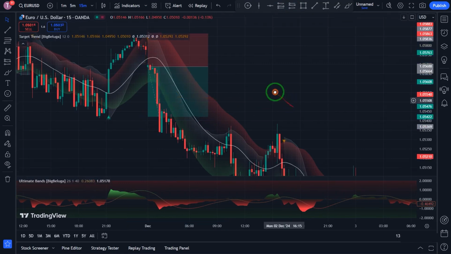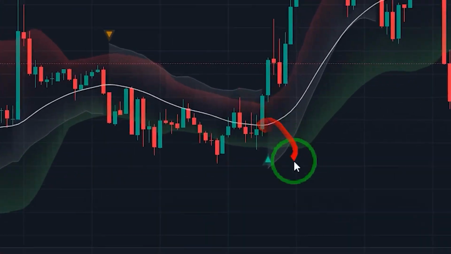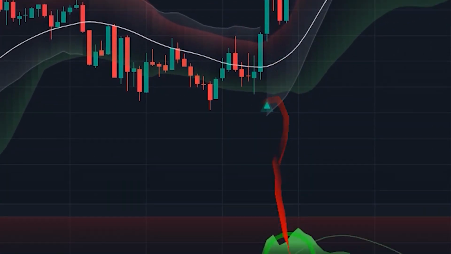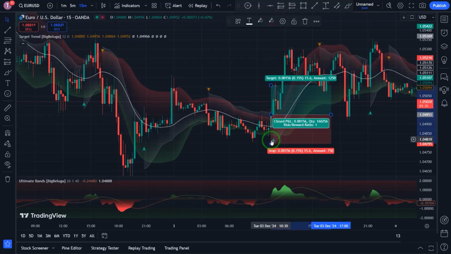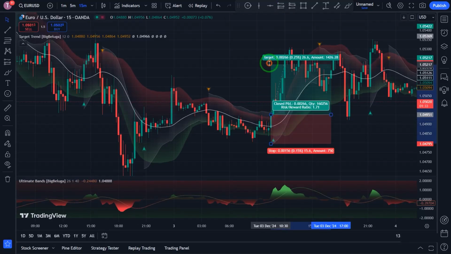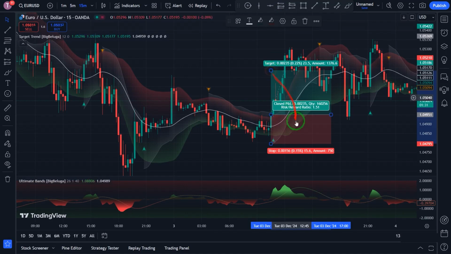Let's also provide an example for a buy trade again. Here we found a buy signal and see that the clouds are green. So we enter the buy trade and set our stop loss and take profit levels. Then wait for our trade to close with either a profit or a loss.